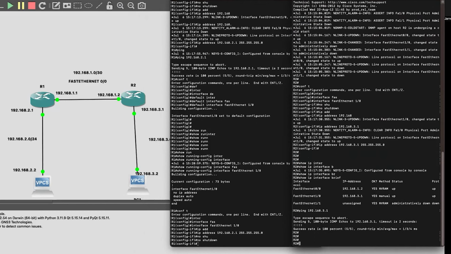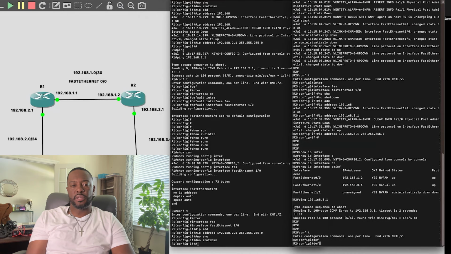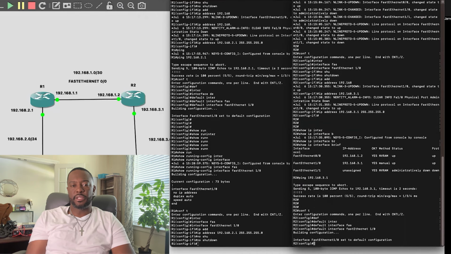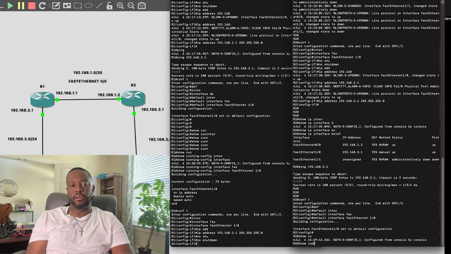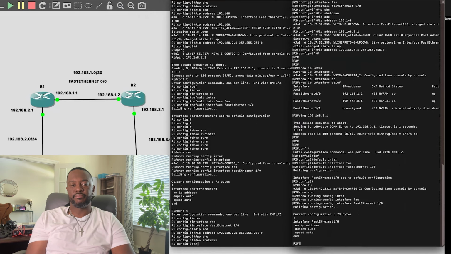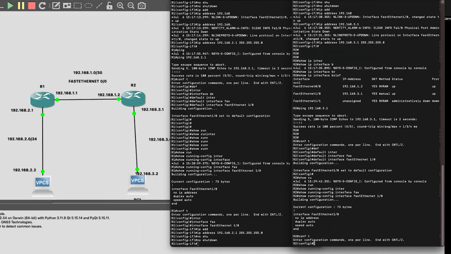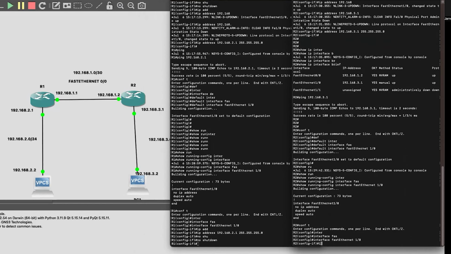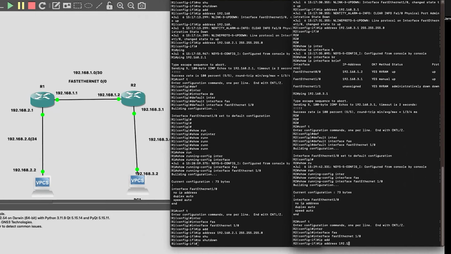All right. If we go to R2, it's supposed to have the 3.1 interface. And I think I've already configured it. You can see it right here. But let me show you a little trick if we want to configure it again. Quick little trick. Config T, default interface fast 1.0. It will take all of those configurations that were there and erase them. Boom. So if I come back, config T, interface fast 1.0, IP address 192.168.3.1.